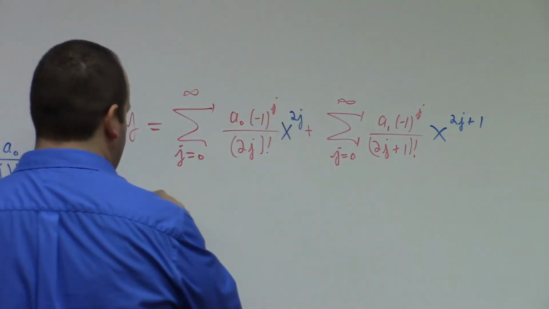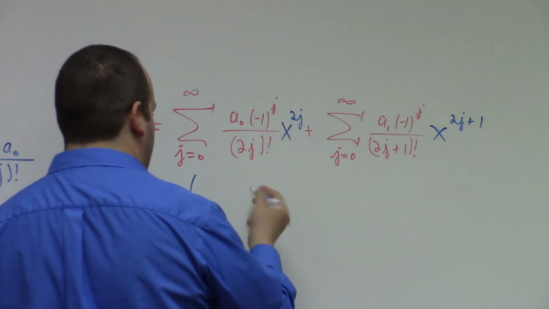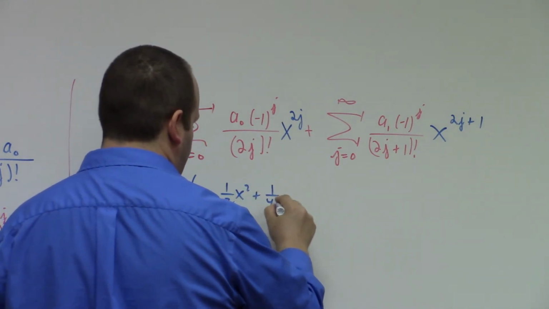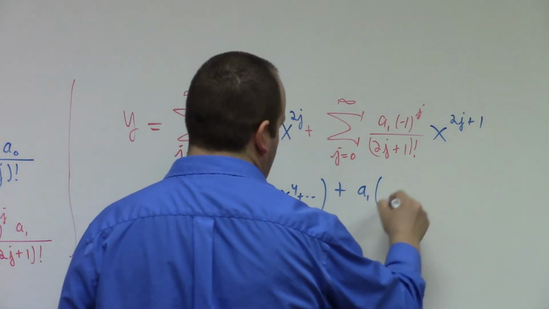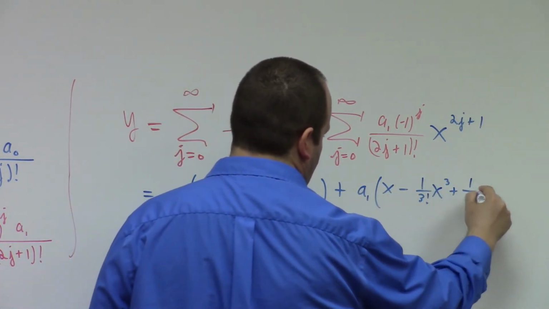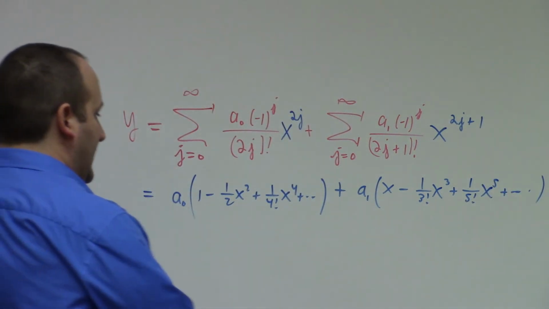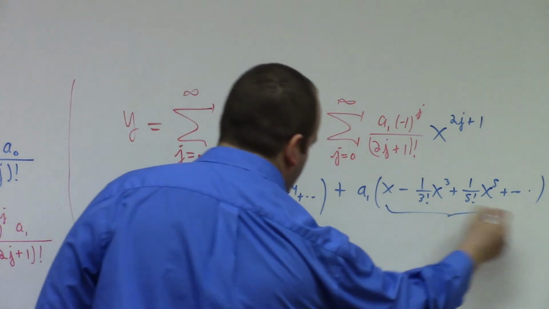Now, if you rewrite this, what you have is a naught, and I'm going to write this sum out so maybe more people recognize it. This is 1 minus 1/2 x squared plus 1 over 4 factorial x to the 4th plus da da da, right? And then plus a1, and that's x minus 1 over 3 factorial x cubed plus 1 over 5 factorial x to the 5th plus da da da. But I hope you recognize, yeah, that's cosine x, and that's sine x.